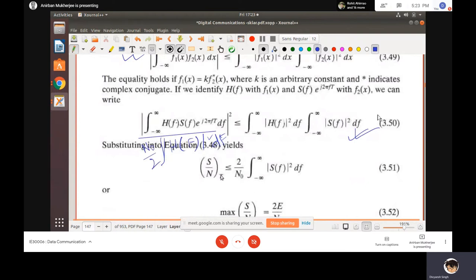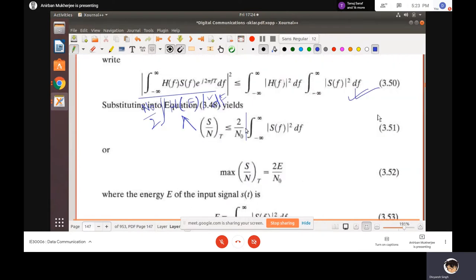So this term is basically the signal to noise ratio, but it is less than or equal to 2 by N0 times the integration of mod S(f) square. Now what is my maximum value of signal to noise ratio? The maximum value is when the equality holds. From Parseval's relation, this is the signal energy.